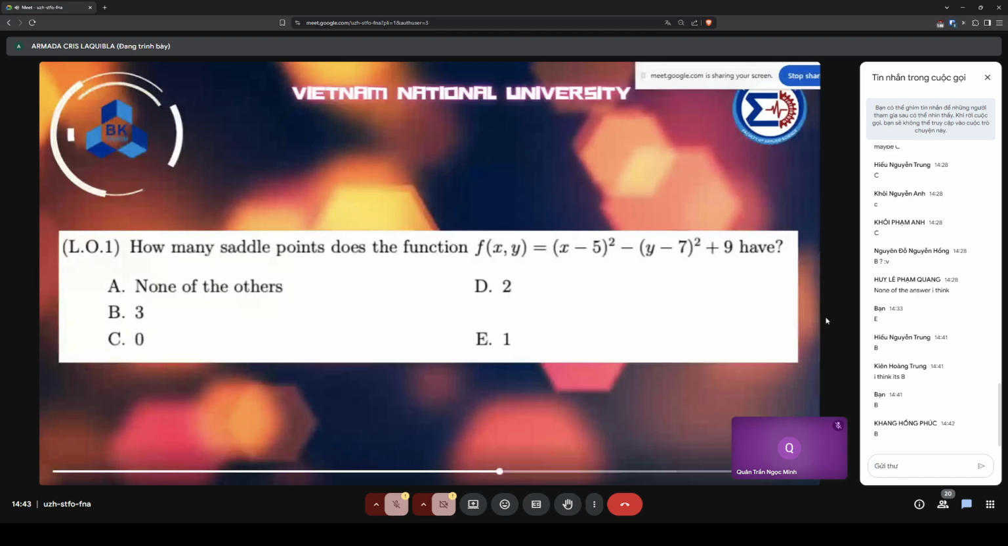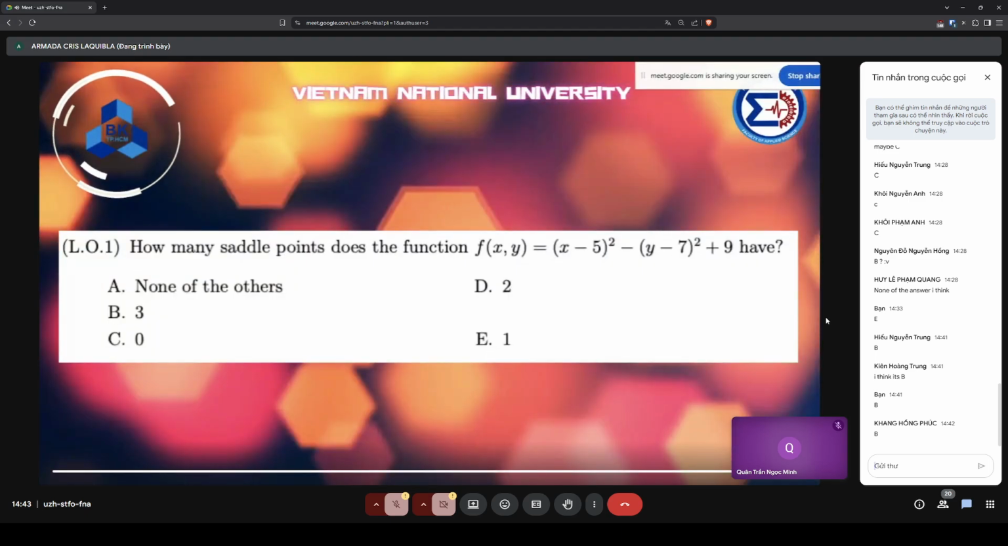How many saddle points does that function have? Oh, we just discussed saddle points, class, so I am expecting that you will get them.